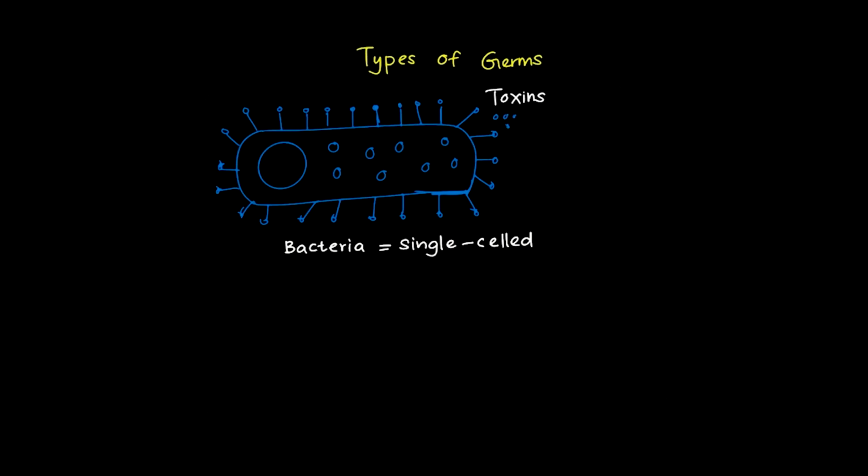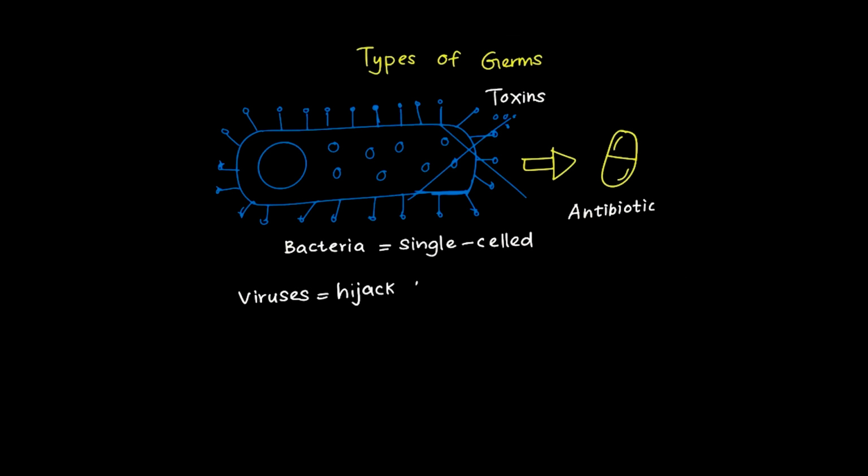The key detail here is antibiotics. Antibiotics specifically target bacterial cells. They disrupt bacterial cell walls or reproduction. They do nothing against viruses because viruses aren't cells. Viruses are tiny packets of genetic material that hijack your own cells to reproduce.